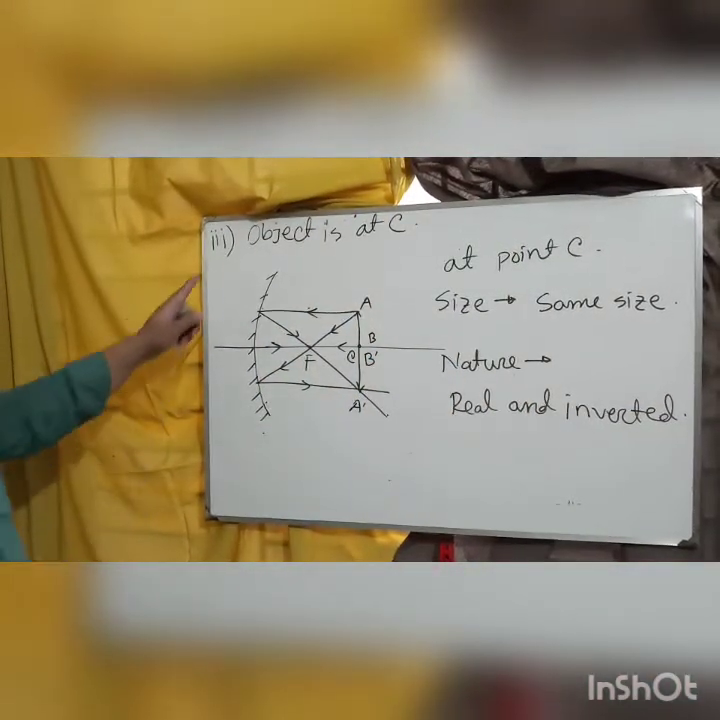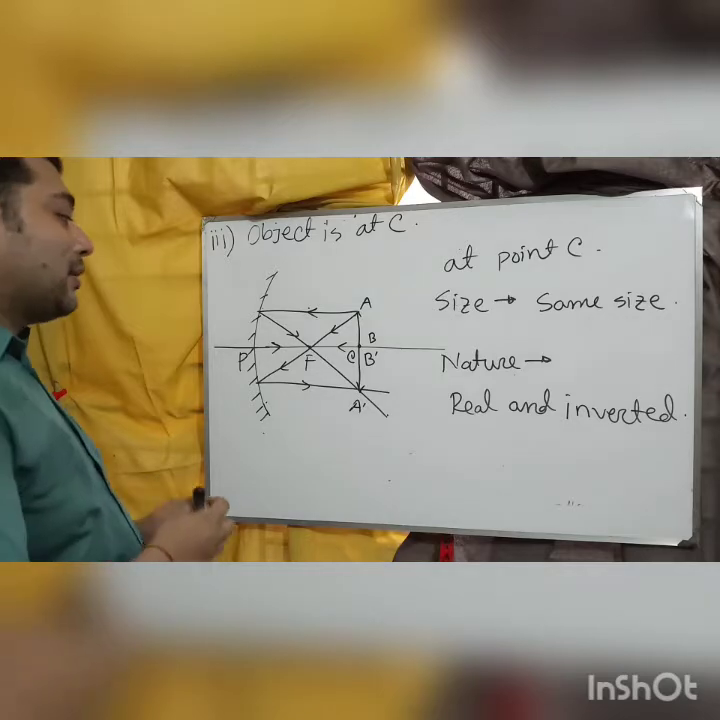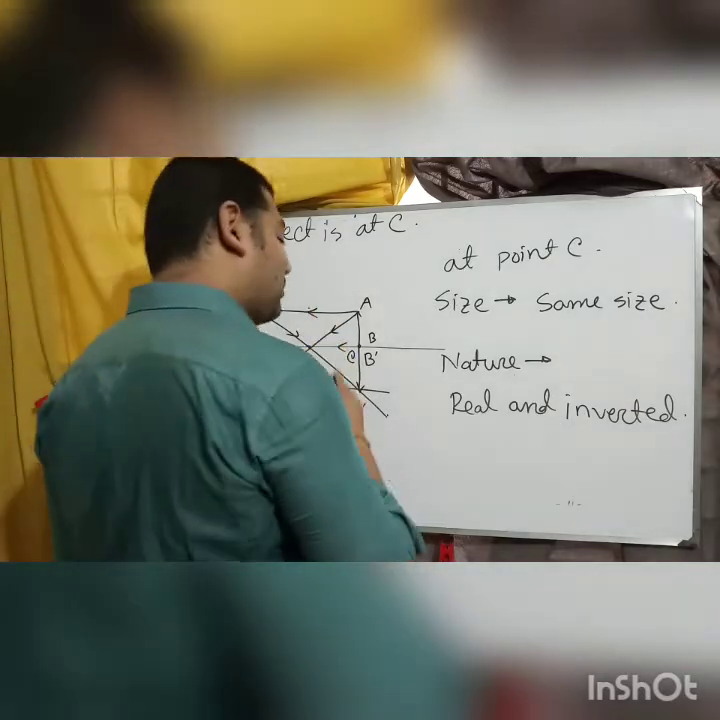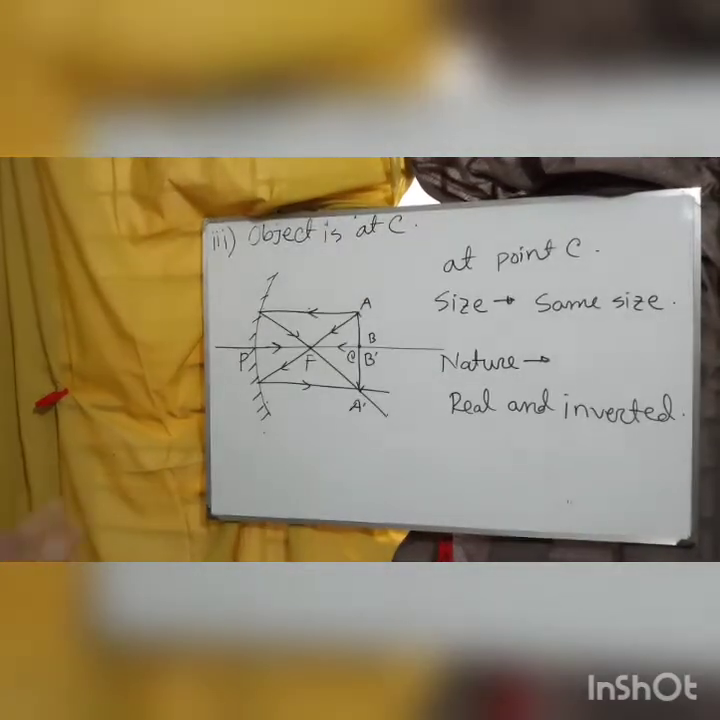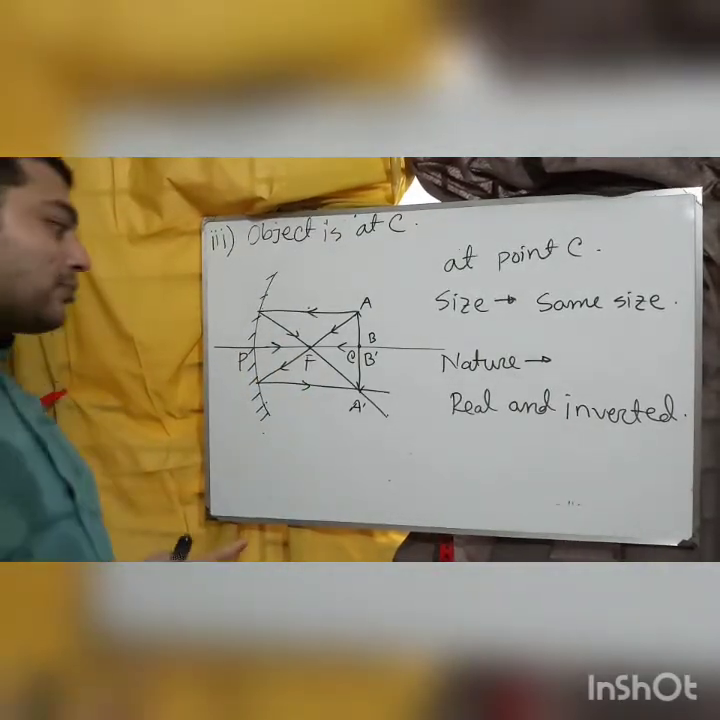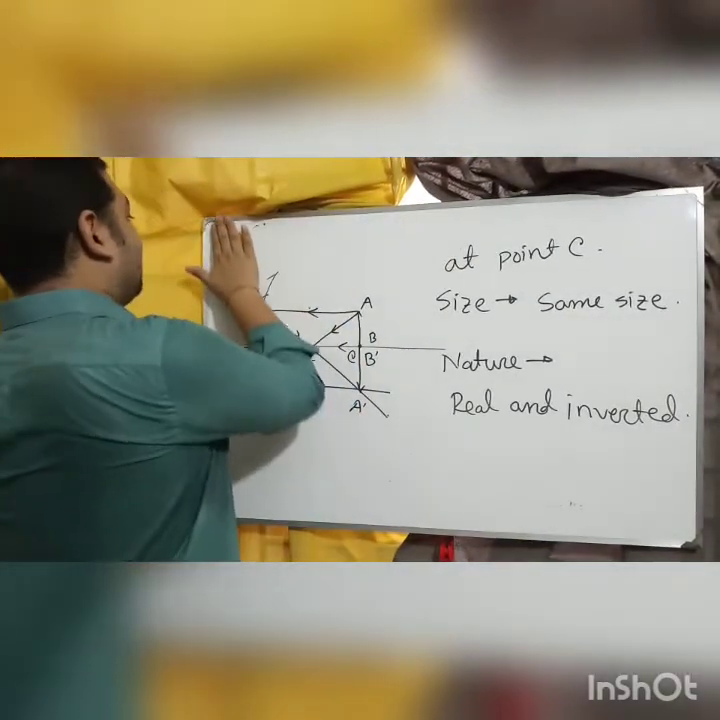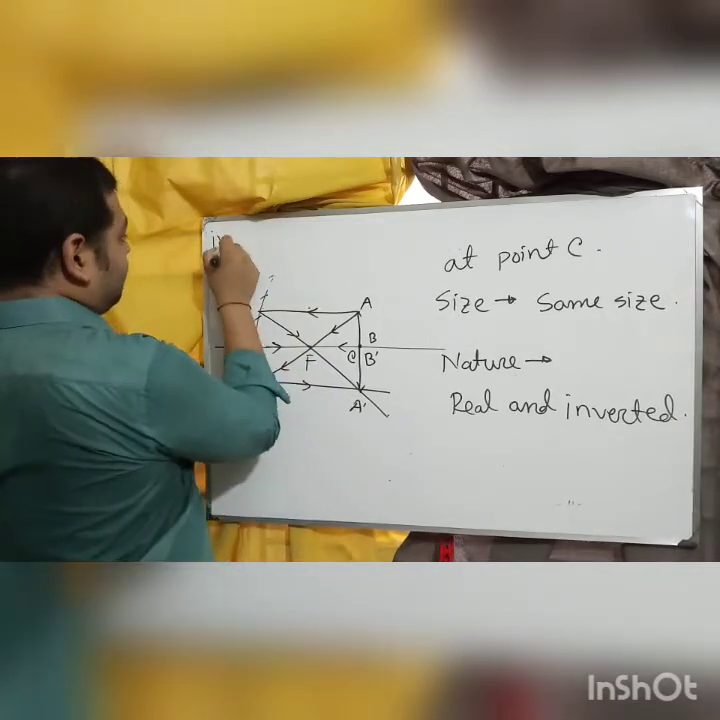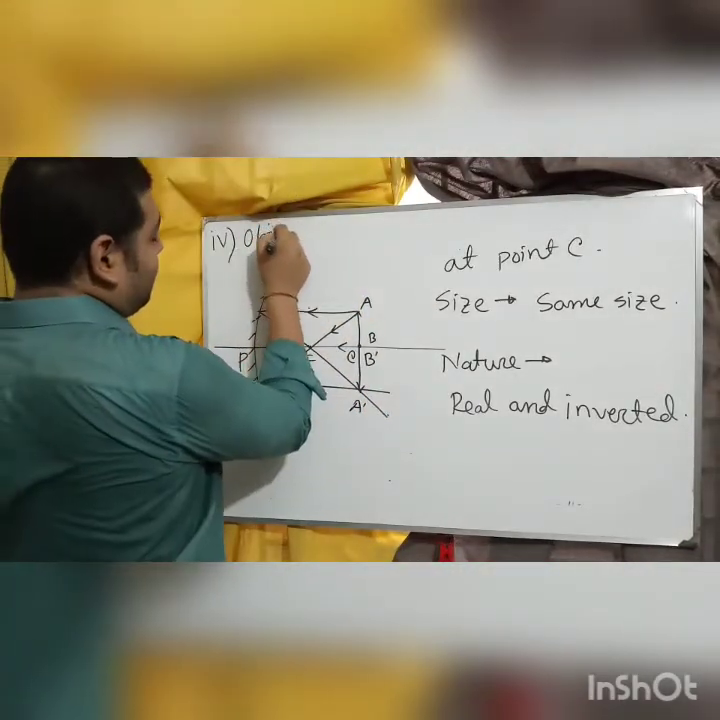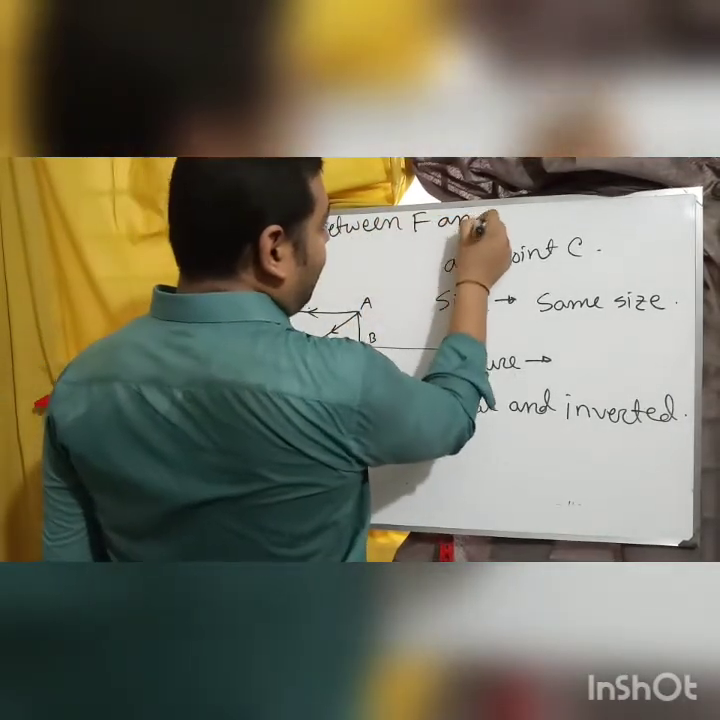So when the object is at the center of curvature, we get our image also at the center of curvature, the size of this image is the same as our object, and the nature of the image is real and inverted. So point 4, object between F and C.